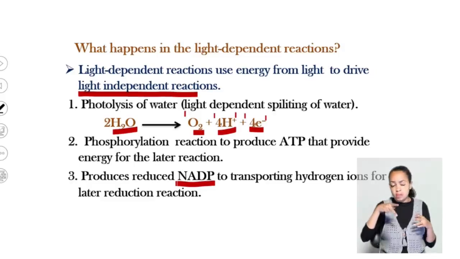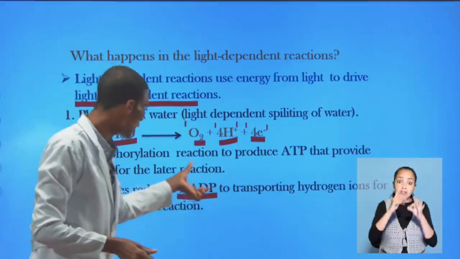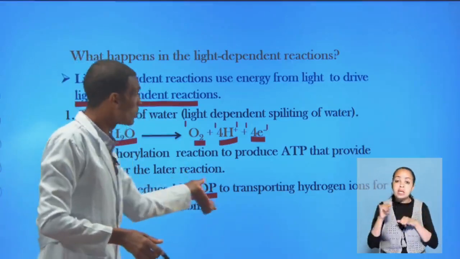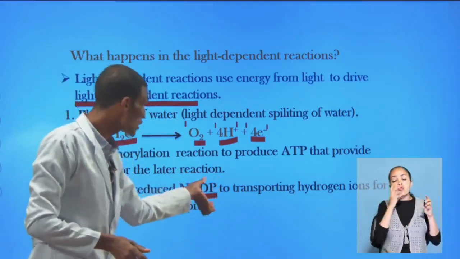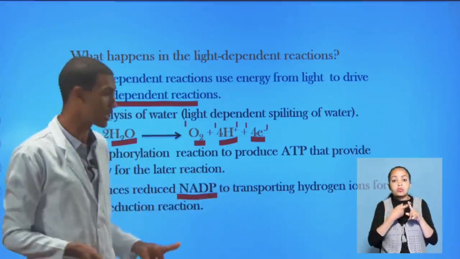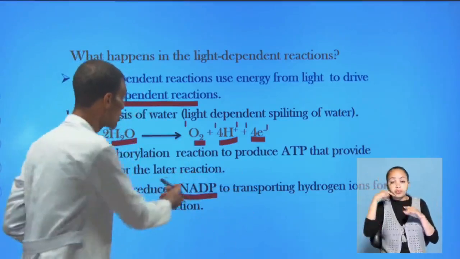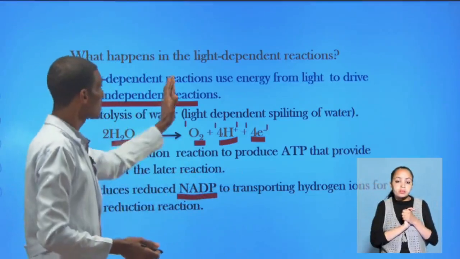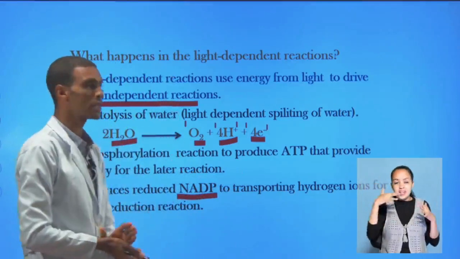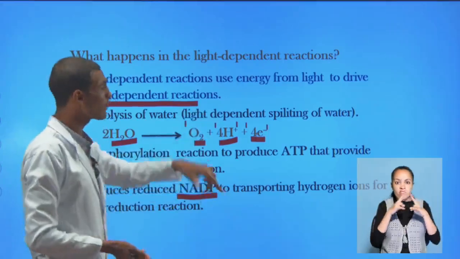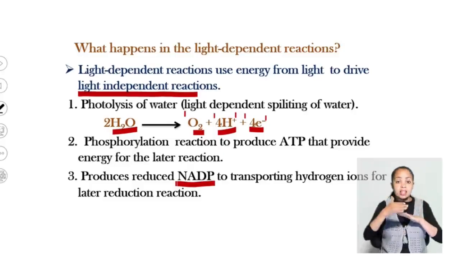If we say there is proton transfer from one carrier to another in respiration, the same is true for photosynthesis, which uses NADP as the proton transfer from one carrier to another. So these three main reactions are very important in the light dependent reaction, which is very important for the later reduction reaction in the light independent reaction.